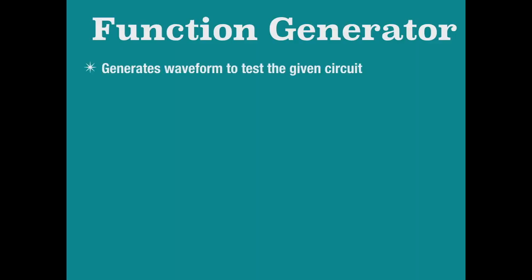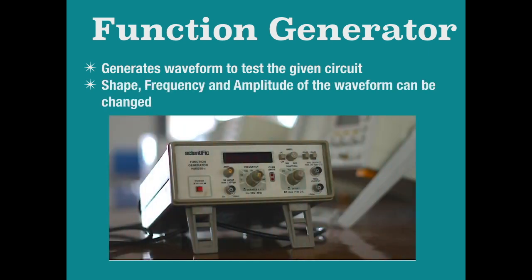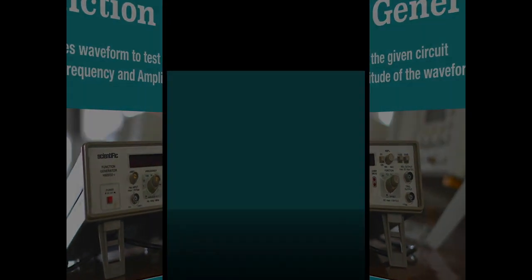The function generator generates waveforms which are given as input to test the circuit. The shape, the frequency and the amplitude of the waveform can be changed. That is, the function generator supports triangular, square, sinusoidal or DC signals. We can vary the frequency and amplitude of the output of this function generator.